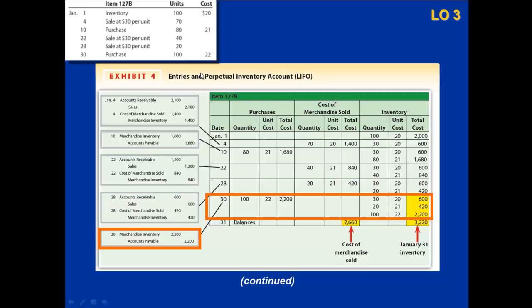The last step here is that we purchased 100 units at $22. So now look, we have three categories. We have these really old ones, 30 units at $20. We have the $21 ones. We have 20 of them, and I'm sorry, I got the unit cost flip-flopped there. We have 20 of the $21 ones and 100 of the $22 ones. These are the newest, these are older, and these are the oldest units. Okay?